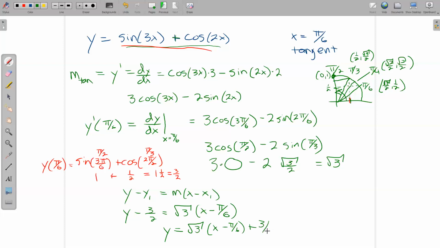And my watch says I should shut up now. I just ran out of time for fun with math. It's 9:50. But the next thing I would do is graph this, find the point pi over 6, 3/2, and see if this is really the tangent line. Did I actually find it?